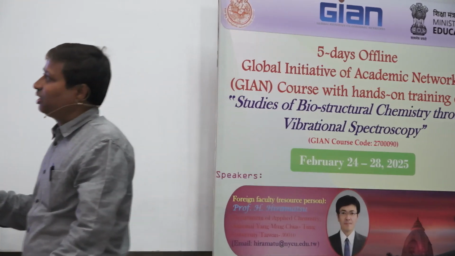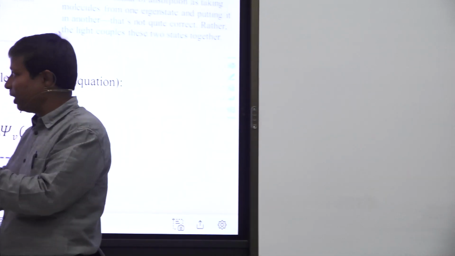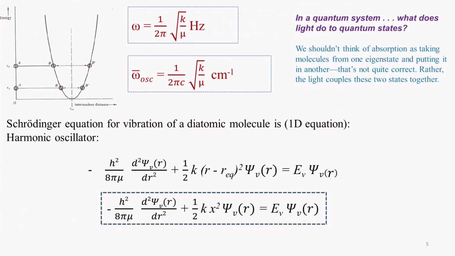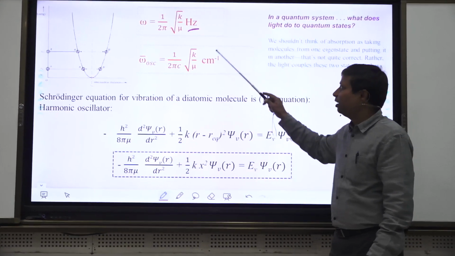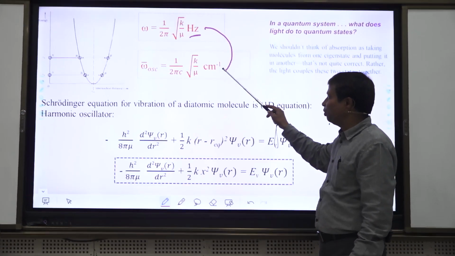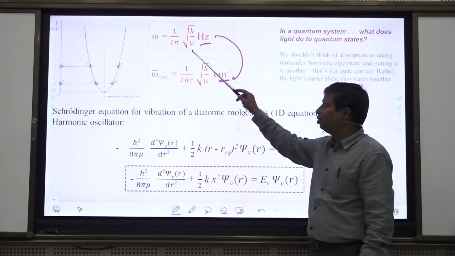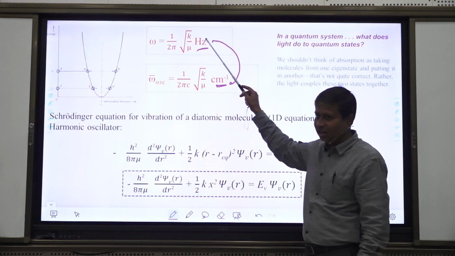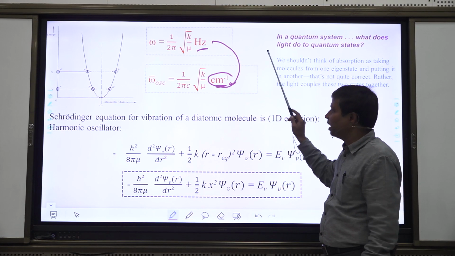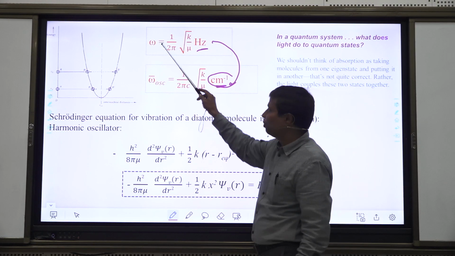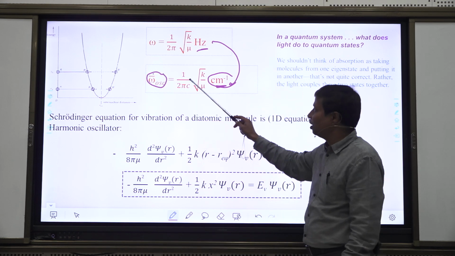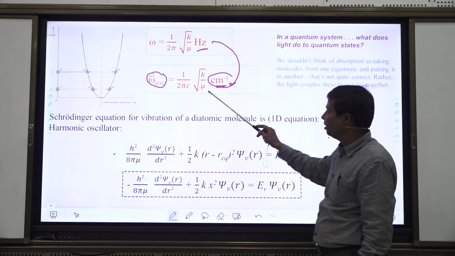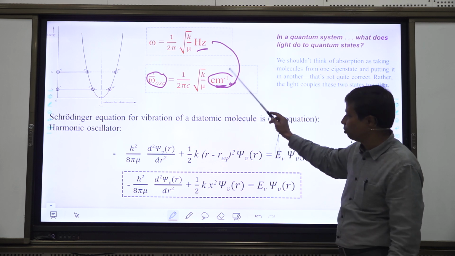So the oscillation, we are talking about the vibration. There will be an oscillation frequency. The oscillation frequency in Hertz is 1 by 2 pi times the square root of k by mu. Since in spectroscopy we discuss everything in wave number, you have to divide it by c and then it will be in wave number. So the oscillation frequency, this is omega bar. Whenever a bar comes, that means it's wave number. So 1 by 2 pi c times the square root of k by mu, that reduced mass.